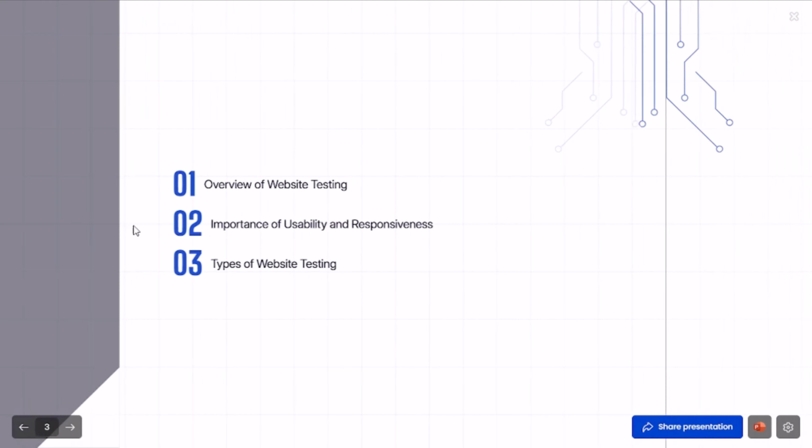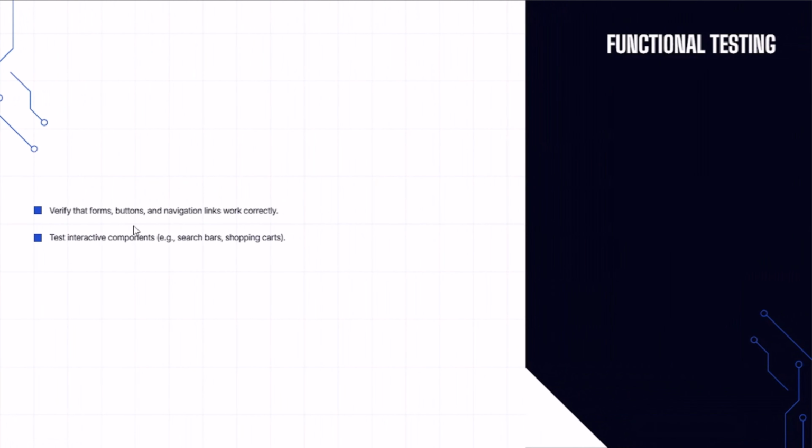The first thing that we're going to be talking about is functional testing. So what does functional testing mean? Functional testing is when you have a website, it is very important that you test out your website so that everything is working as it is meant to be. This includes, and is not limited to, verifying your forms.